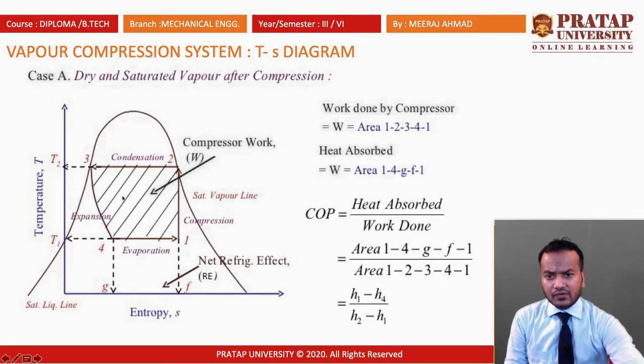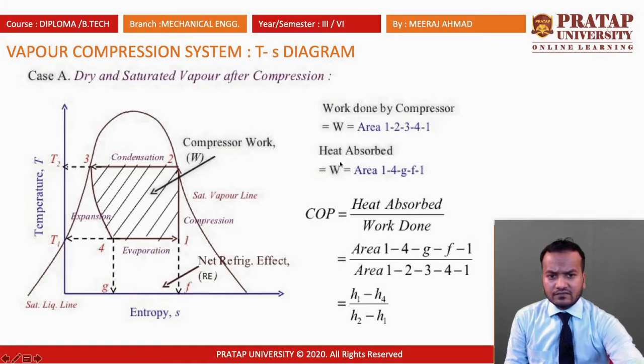So that is how you can draw the TDS diagram for a case like dry saturated vapor after compression. From there you can find the COP of the system. The work done is the area enclosed by the closed curve 1, 2, 3, 4, 1, which is equal to H2 minus H1.